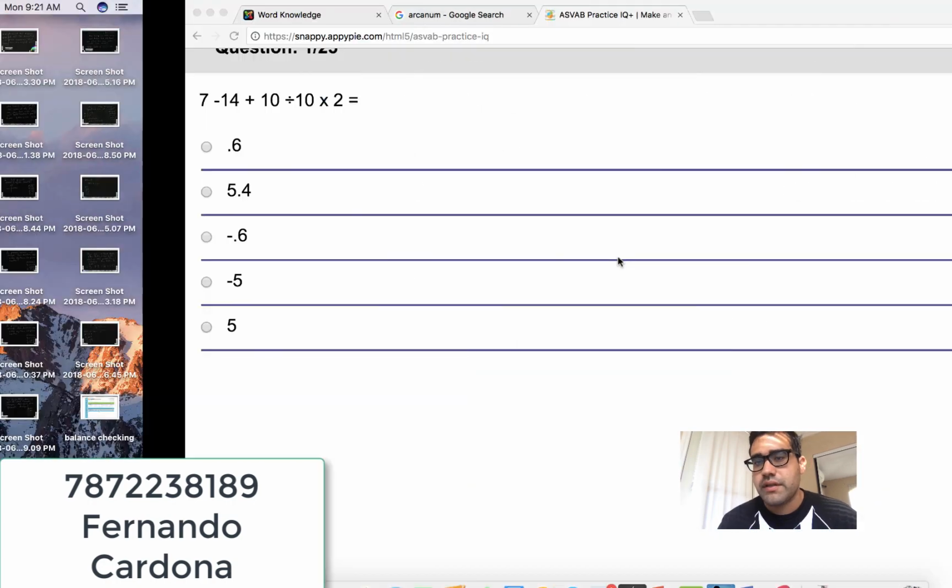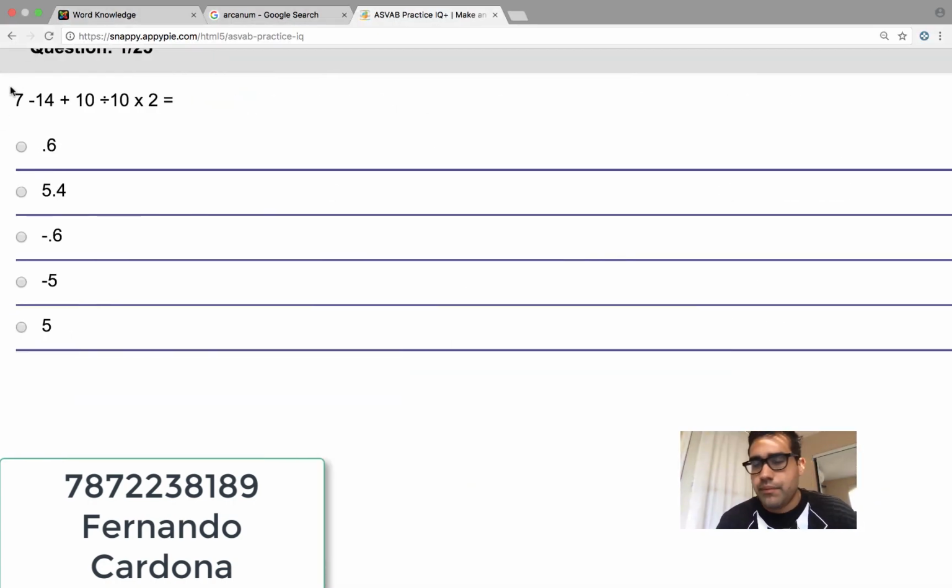So order of operations is very, very important. Here we have an example. I'm going to do a few examples. You can hit the pause button, try to do it.